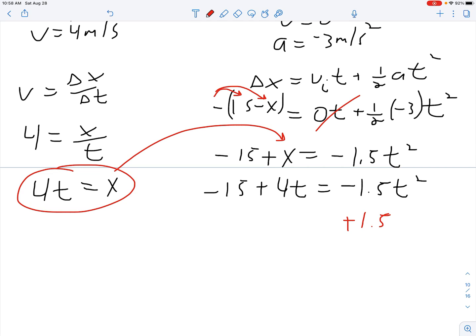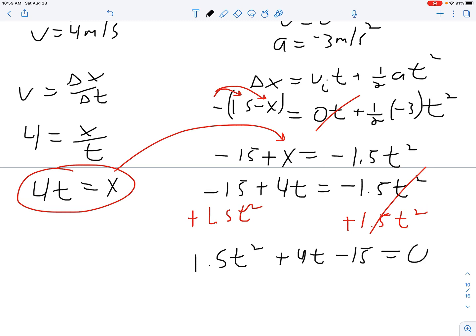All right, I'm going to add 1.5 t squared to both sides. That's going to cancel, and I'm going to get 1.5 t squared plus 4t minus 15 equals 0. That 4 is kind of messy, let me rewrite that. Okay. The first thing I do for quadratics is I try to solve them by factoring.